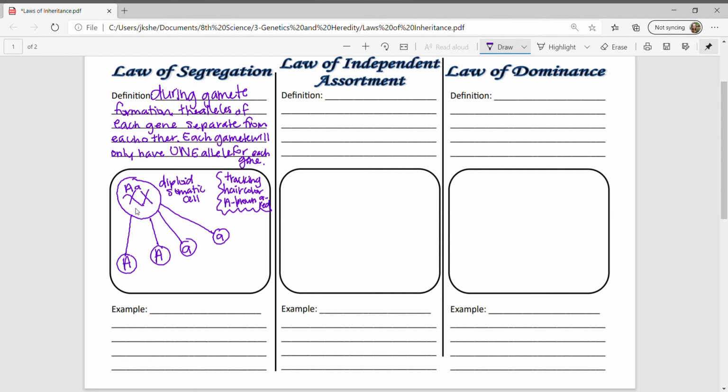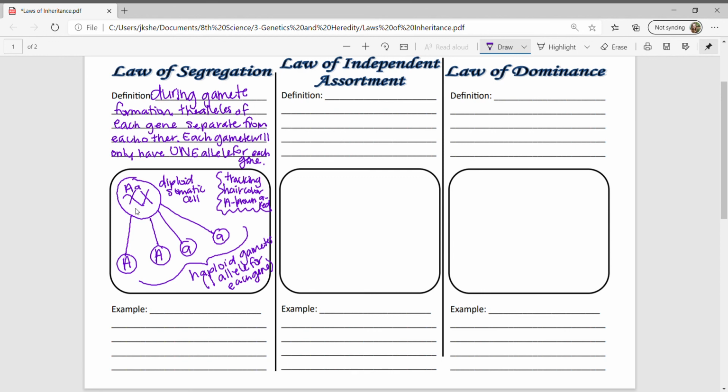So what we have made here, once again, these are haploid gametes, and they have 1 allele for each gene. And remember, if a female is creating gametes, they're making eggs. If a male is creating gametes, they are making sperm.